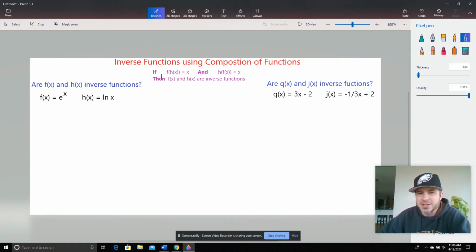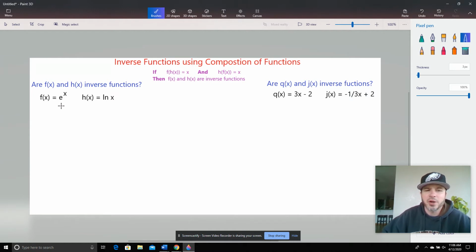So this reads like this. If we compose f and h, so if f of h of x equals x, and then the opposite, when we say h of f of x is also equal to x, if both these things happen, then we can say that f and h are inverse functions.